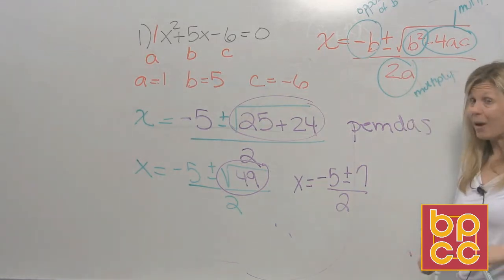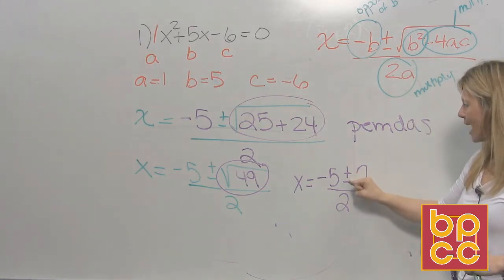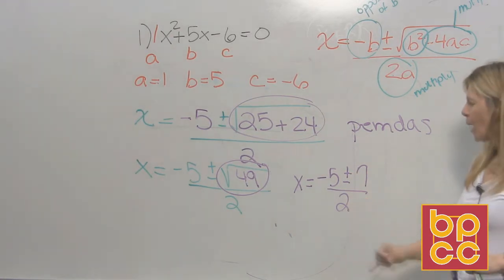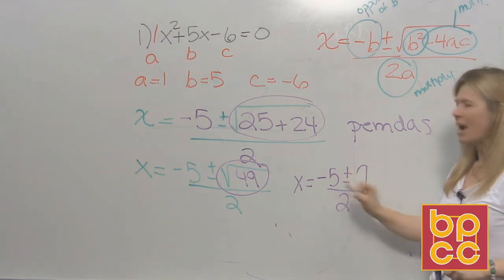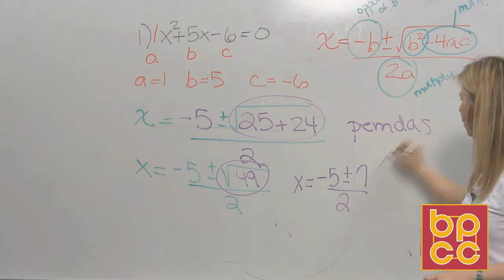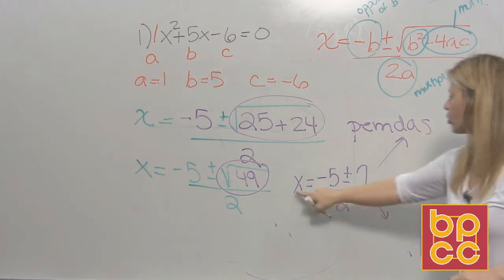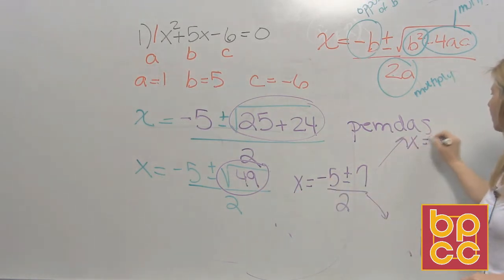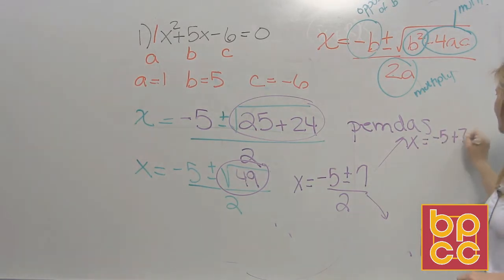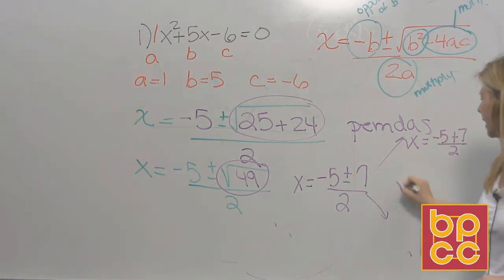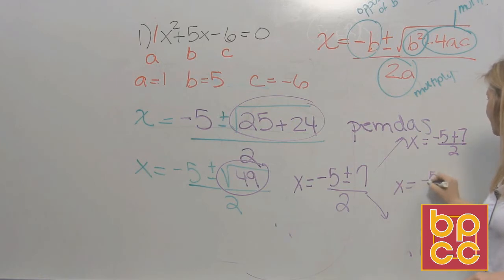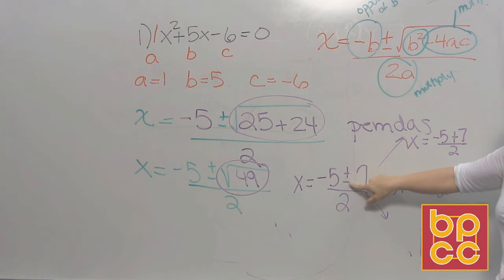But we're not done now. We still have add and subtract, and we have divide. But wait a minute. We can't add and subtract at the same time. So this has got to be broken up into 2 parts. You're saying x equals negative 5 plus 7 over 2. X equals negative 5 minus 7 over 2. That plus and minus belongs to the 7. 1 7 becomes positive. 1 7 becomes negative. The other numbers stay the same.